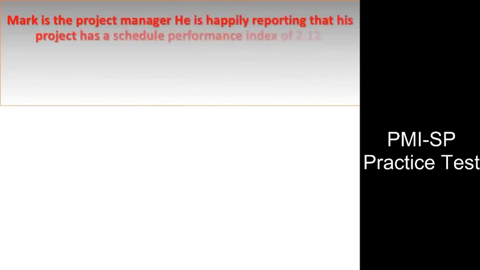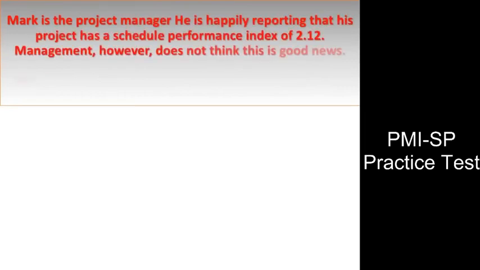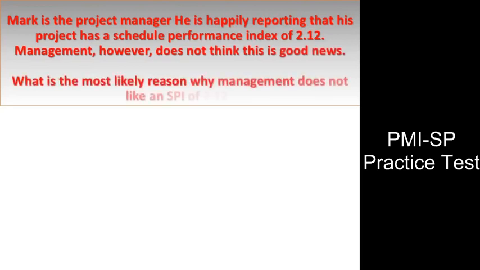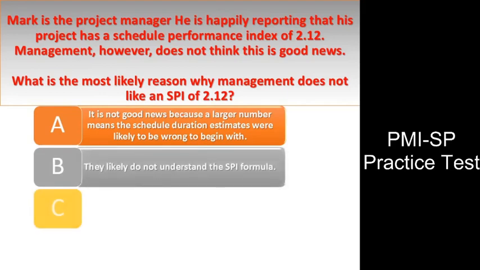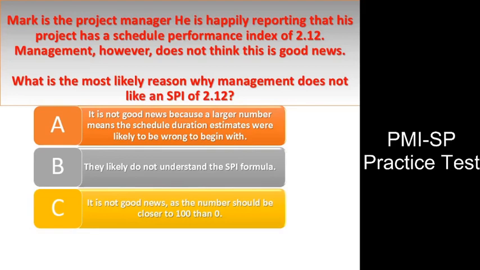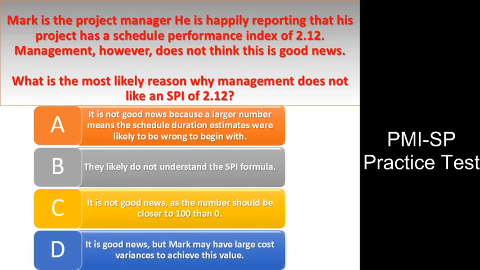Question number 14. Mark is the project manager. He is happily reporting that his project has a schedule performance index of 2.12. Management, however, does not think this is good news. What is the most likely reason why management does not like an SPI of 2.12? A. It is not good news because a larger number means the schedule duration estimates were likely wrong to begin with. B. They likely do not understand the SPI formula. C. It is not good news, as the number should be closer to 100 than 0. D. It is good news, but Mark may have large cost variances to achieve this value.